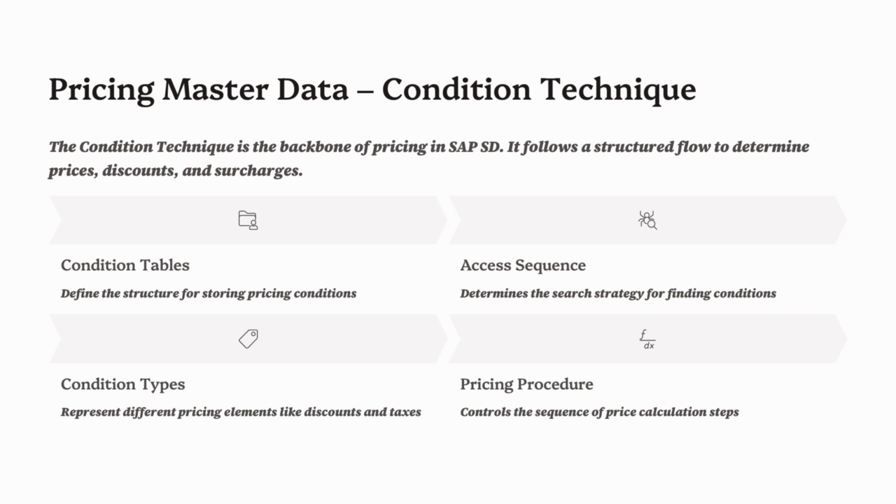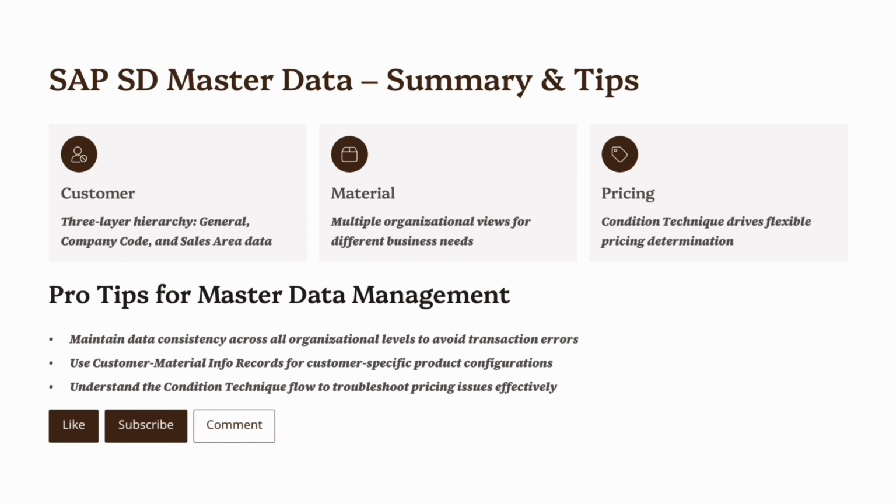Example: let's say customer A buys material X. SAP checks the condition records in order. Customer-specific price, found in condition table. Then material-specific price, then a general price list. Finally, it adds applicable taxes and discounts to calculate the net price. This logic ensures that every pricing scenario, from customer discounts to taxes, is handled automatically and accurately.